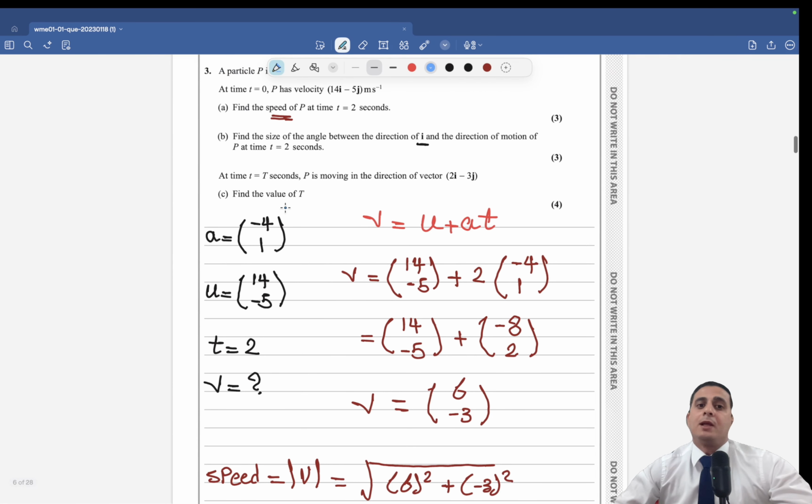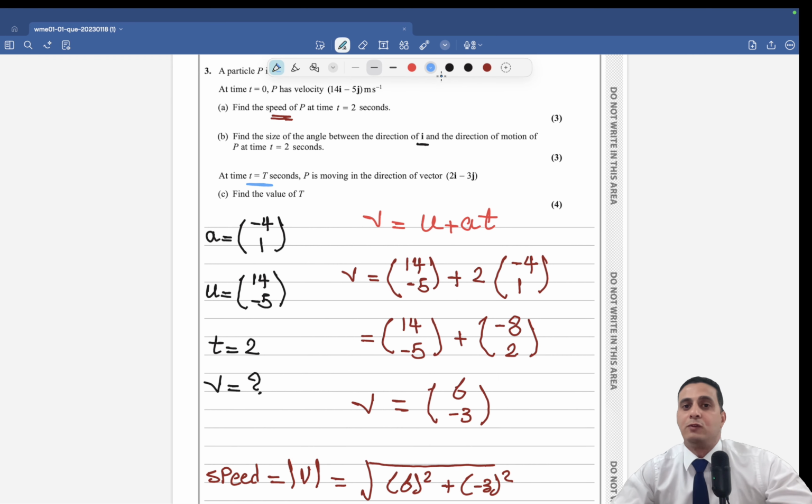Part C. At time t equals capital T, P is moving in the direction of vector 2i minus 3j. Find the value of t. So let's find the direction of my particle. And we know that the direction of the particle is the direction of the velocity. But this time I need to find the velocity when the time equals t seconds, capital T.